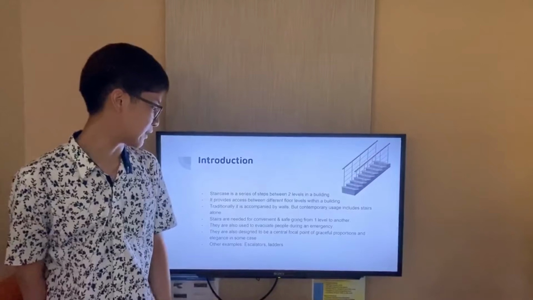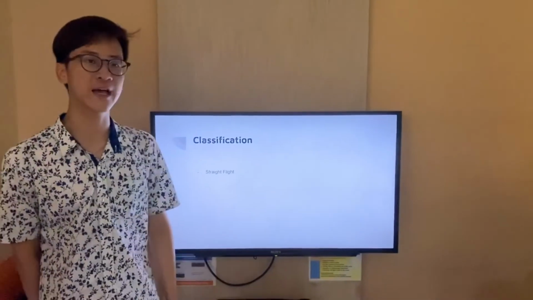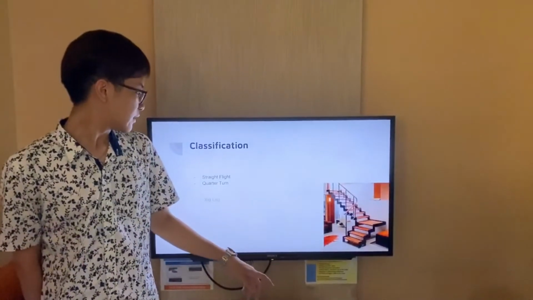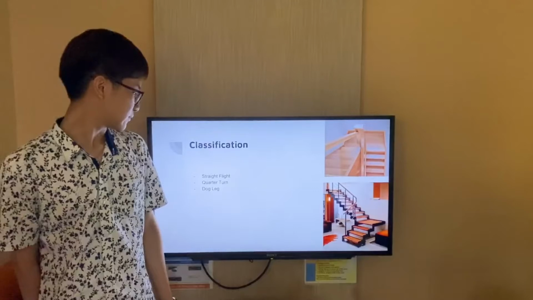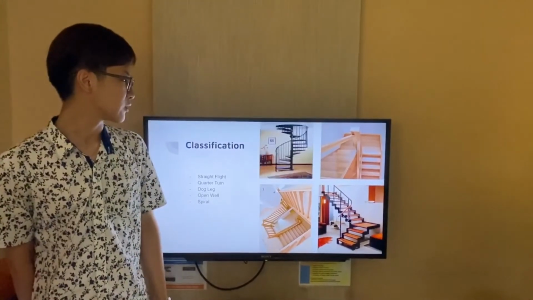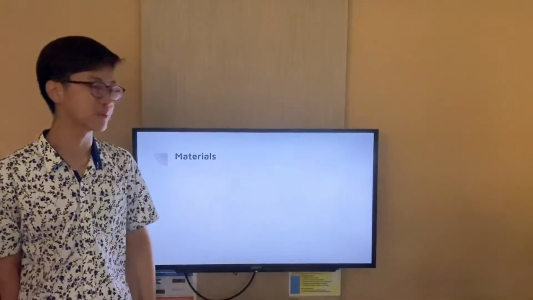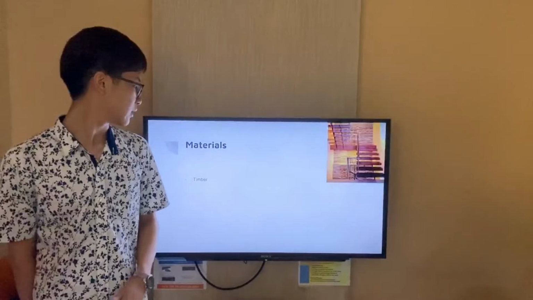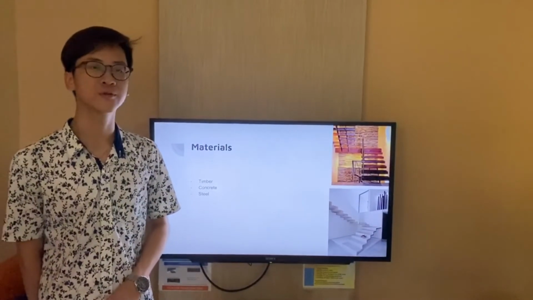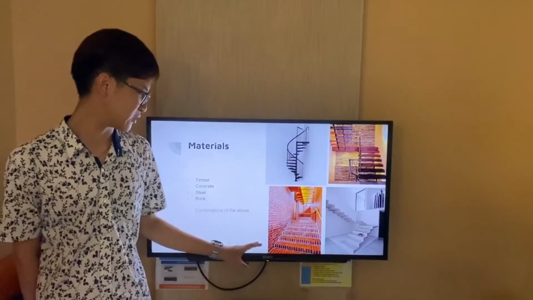Examples of stairs are escalators and ladders. There are five different kinds of classification: the straight flight, the quarter turn, dog leg, open well, and spiral. This is the spiral, this is the open well, the quarter turn, and the dog leg. The materials used are normally timber, concrete, steel, brick, and sometimes all of the above are used.